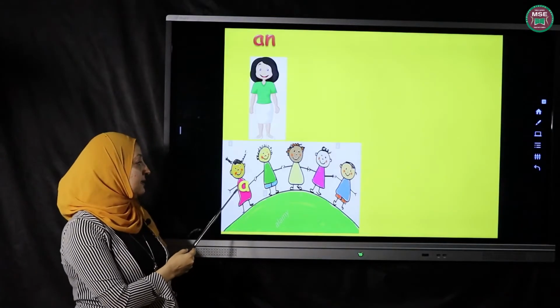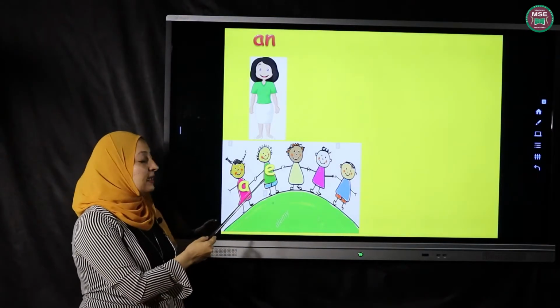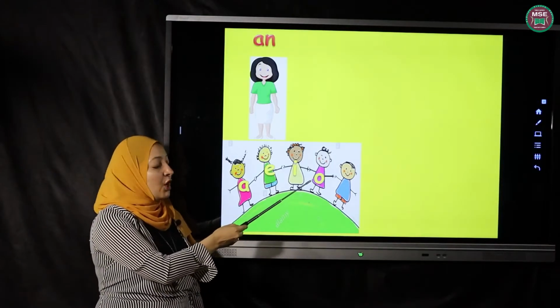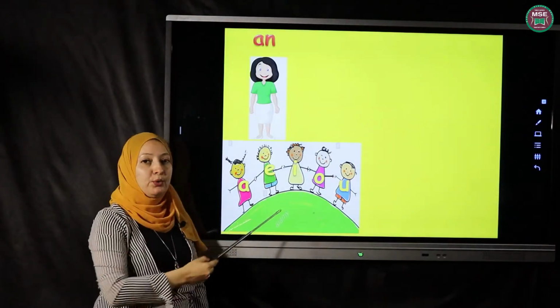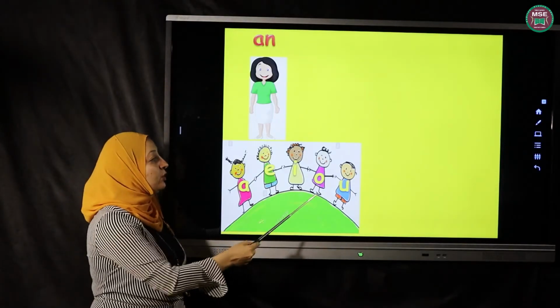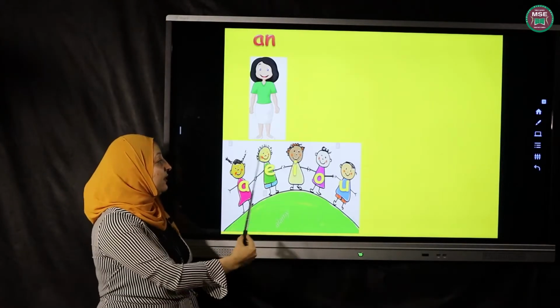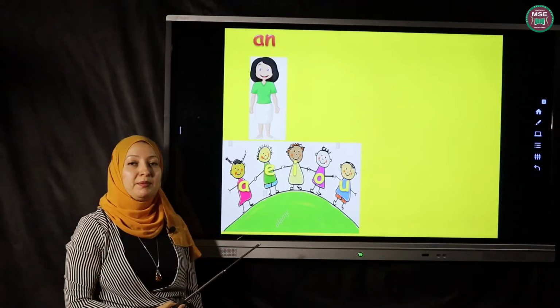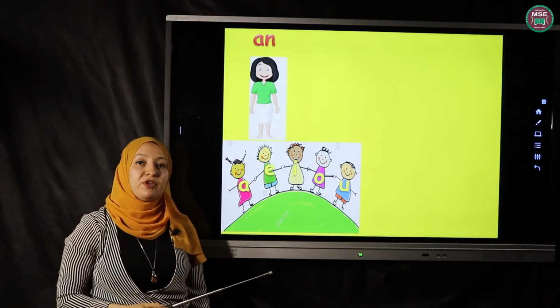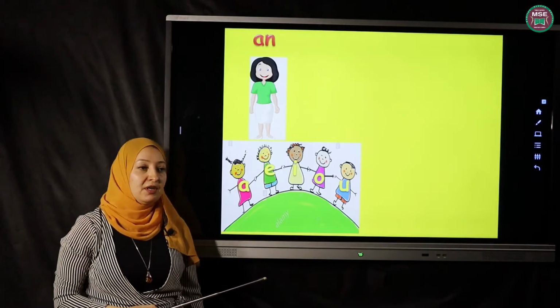The first one is A, E, I, O, and U. So the names of the 5 little children, A, E, I, O, U. I want you to look at them here. They are very happy because they always want to be with their mommy. When they are away from their mommy, they are always sad.